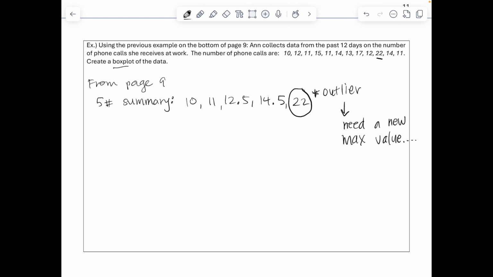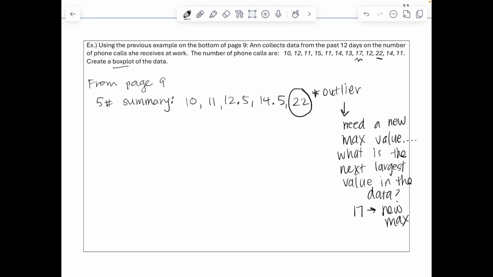So the question is, what is the next largest value in the data? And so the next largest value that we have in the data is 17. And so this is going to be our new max. So 17 here is the next largest number that we have. And so I'm going to go ahead and replace that and put a 17 up here. And this is our new max.